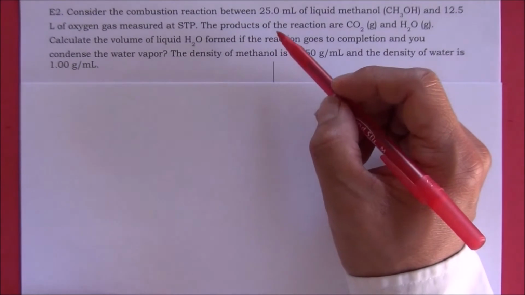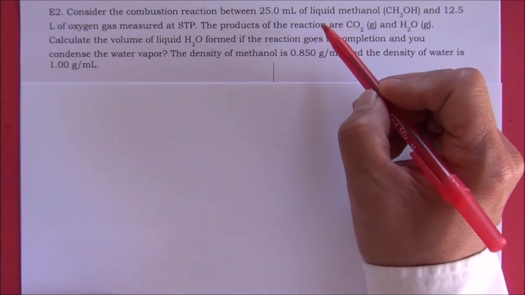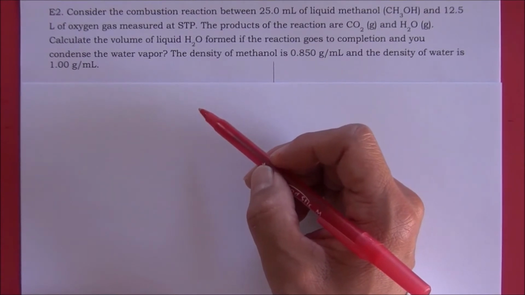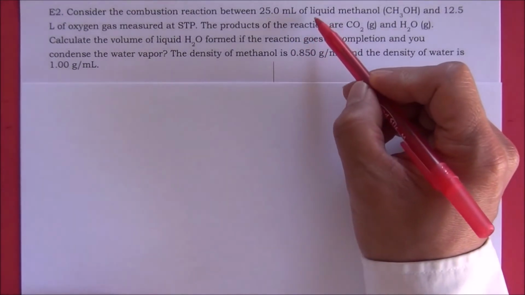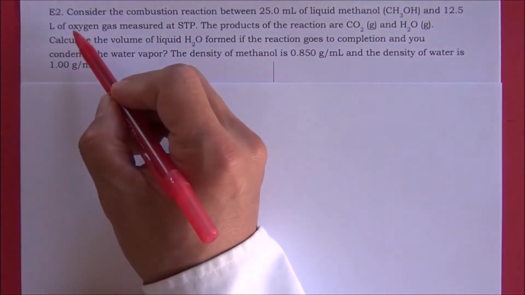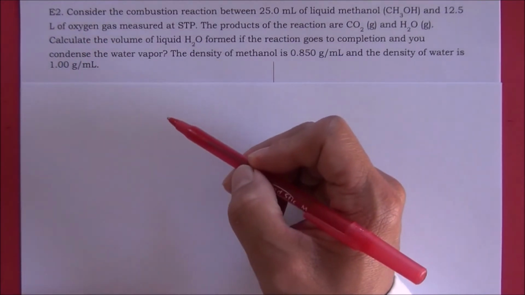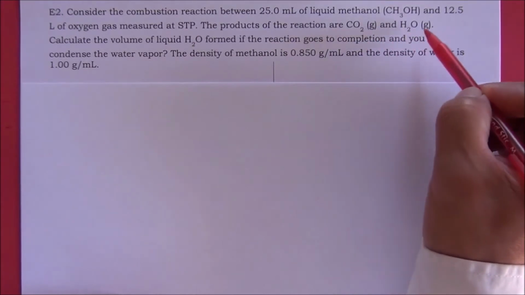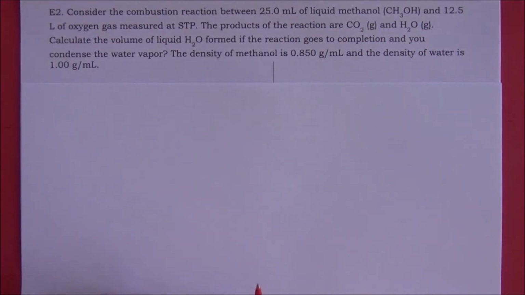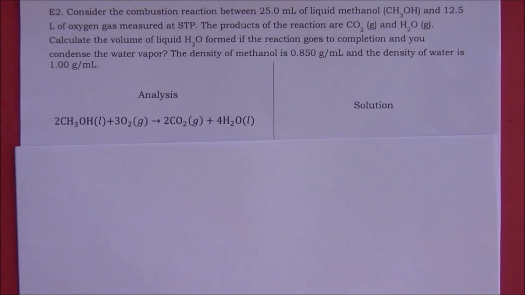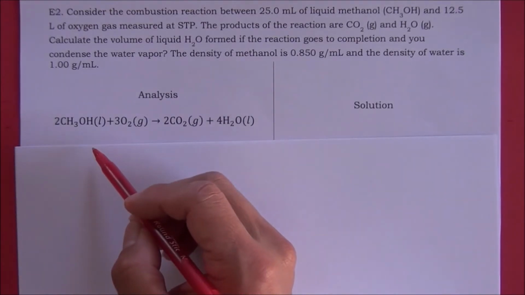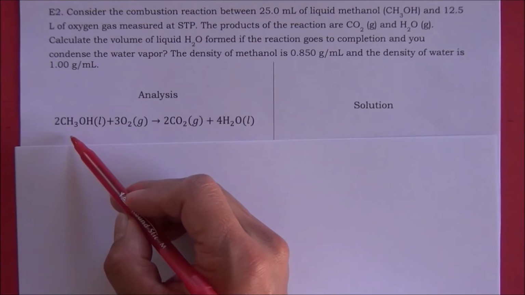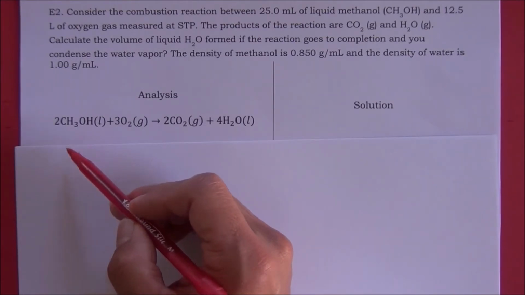In other words, we need to find out what the reactants are, what the products are, and balance the chemical equation. When we continue to read, we find out that liquid methanol and oxygen gas are the reactants. CO2 gas and water are the two products. This is the balanced chemical equation. If you don't know how to balance the equation, please watch my previous videos.